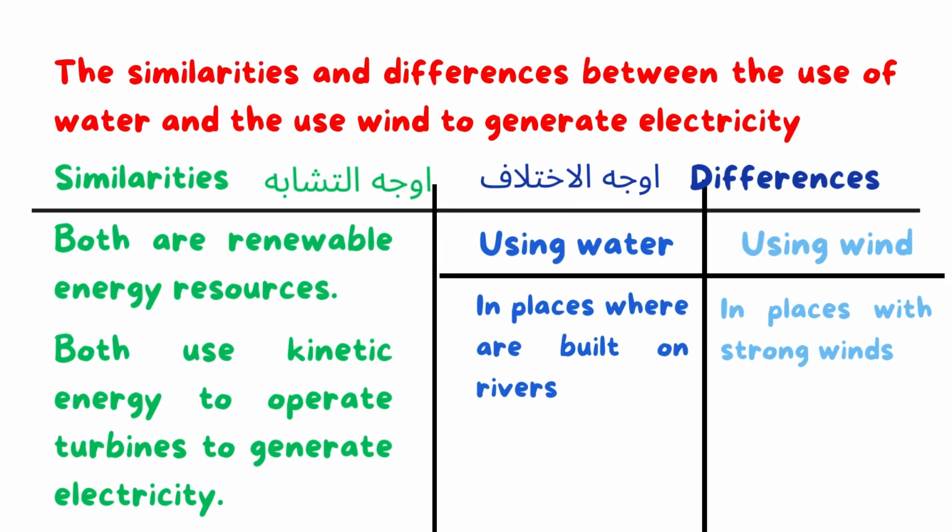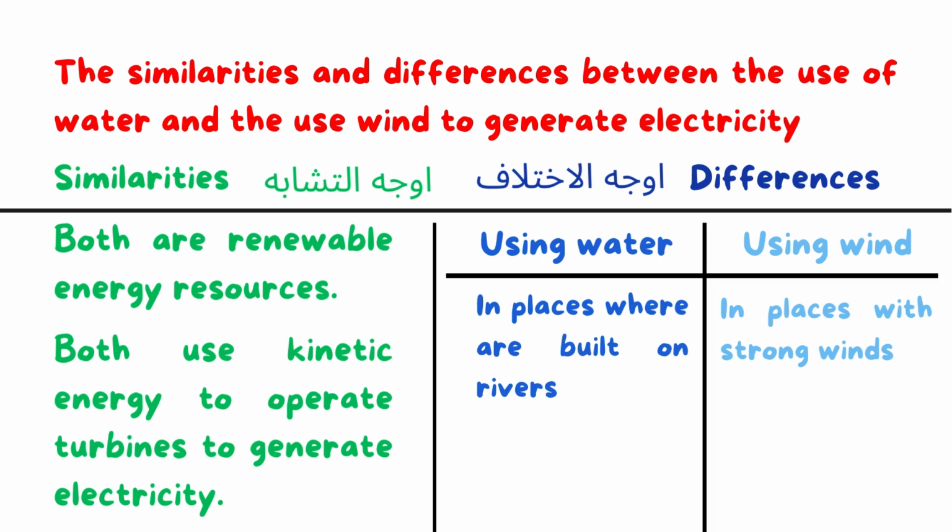So now we can compare between the use of water and wind in generating electricity. There are some similarities. They are similar to each other in some things and different in other things. As for the similarities between wind and water in generating electricity, both are renewable resources of energy. Also, both use kinetic energy to operate turbines to generate electricity.